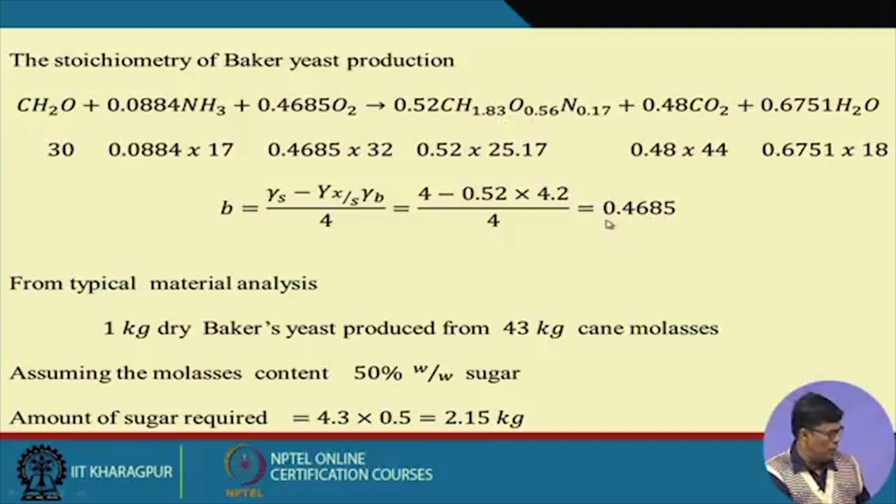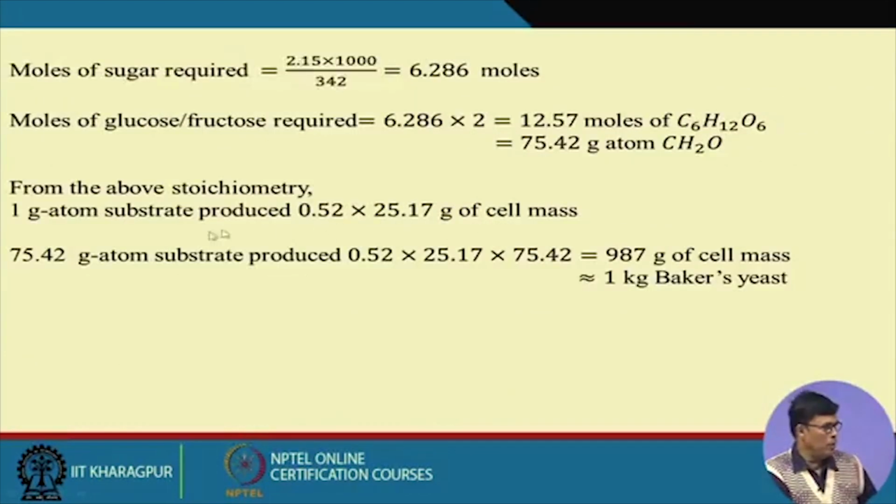of cell mass. So, this many gram atoms of substrate produce how much? This is coming to about 987 gram per gram of cell, which is approximately 1 kg of Baker's yeast. So, what I want to point out is that stoichiometrically we can also justify how this amount of cane molasses is used for the Baker's yeast fermentation process.